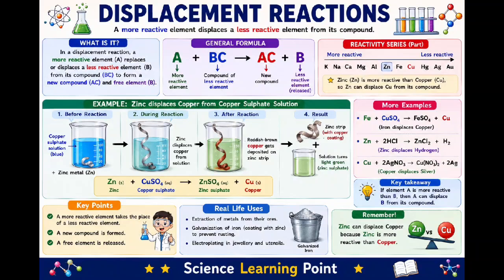Let's understand with an experiment. We take a blue solution of copper sulfate, CuSO4. Now we place a clean zinc strip into the solution. After some time, we observe two changes. The blue solution slowly becomes colorless. A reddish brown layer of copper is deposited on the zinc strip. Why does it happen? Because zinc is more reactive than copper. So zinc replaces copper from copper sulfate.